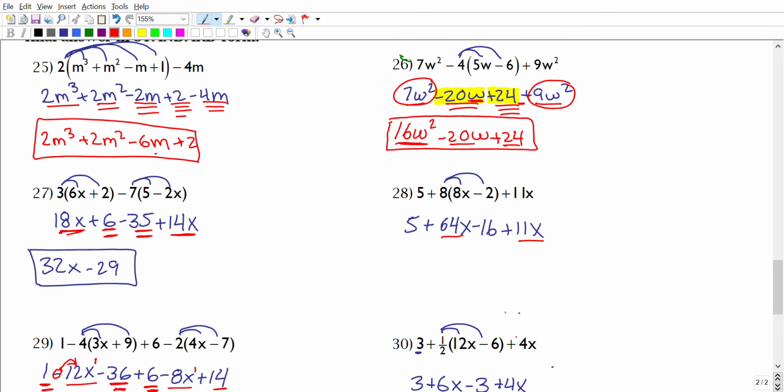We have a 64x and an 11x. That gives us a 75x. Finally, we have a constant of 5 and a constant of negative 16. So 5 minus 16 is a minus 11. Okay, and once again, double check your work. Make sure you did that correct. That's how you should have had your answer.